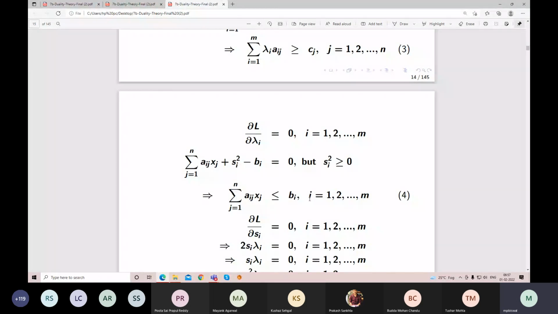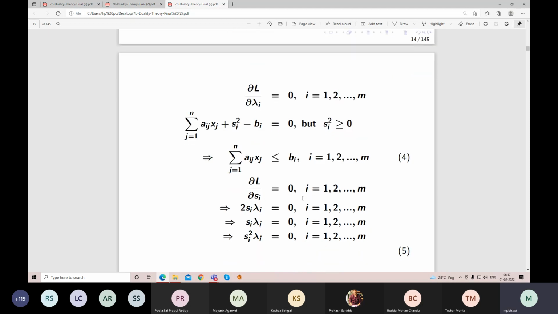So after taking the derivative, whatever you get, we are simplifying. So this equation number 4 is nothing but the constraint of the primal program. We have established constraints of the dual program, and we have established constraints of the primal program. Okay, 3 and 4. Is that all right? Or any problem?